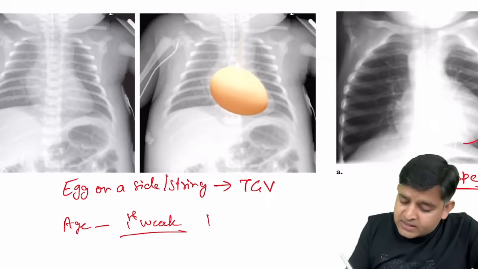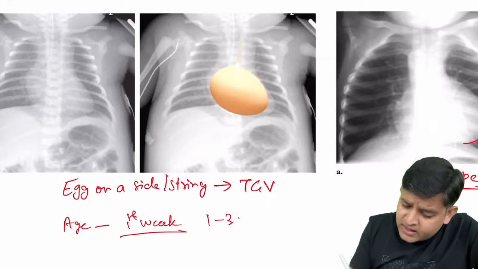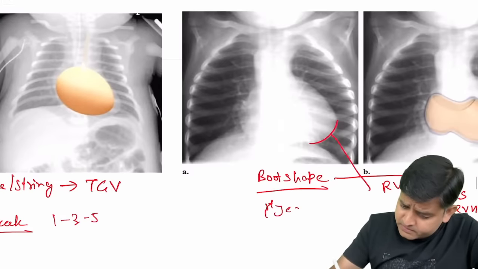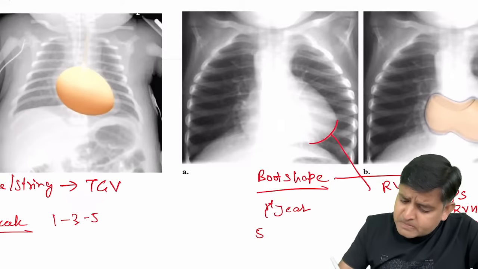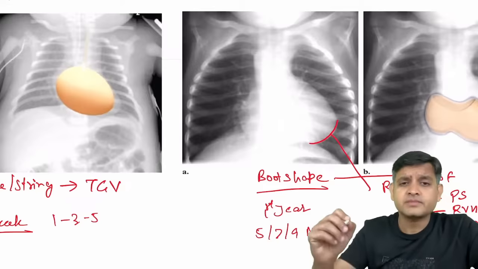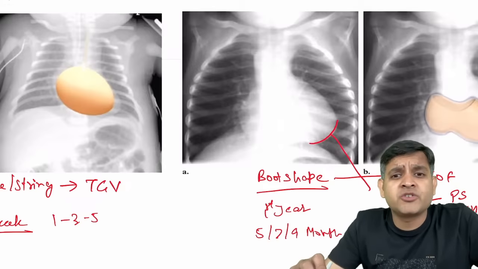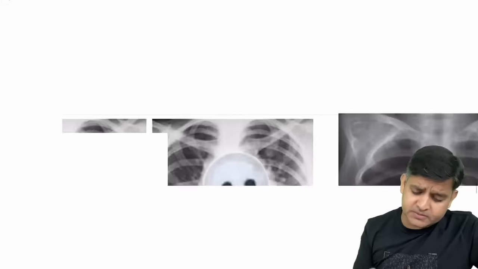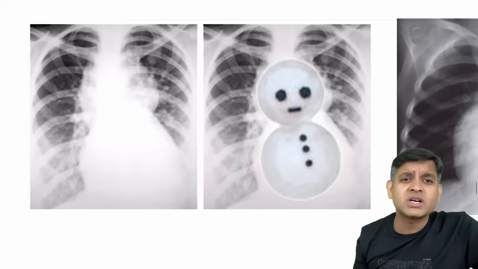First week, first day, second day, third day, fifth day. And this is usually present in the first year: 5 months, 7 months, 9 months is the usual age of presentation for tetralogy of Fallot. So that's a very, very big difference.